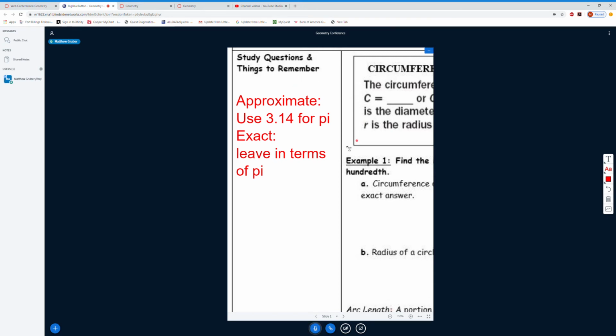First things first, if it's an approximate answer or if it asks you to round, we're going to use 3.14 for pi. We're not going to use the pi button in our calculator. We're just going to type 3.14 for pi to get an approximate solution and round our answer. If the problem ever says leave an exact answer, you're going to leave your answer in terms of pi. So that means you're going to have a pi in your answer.